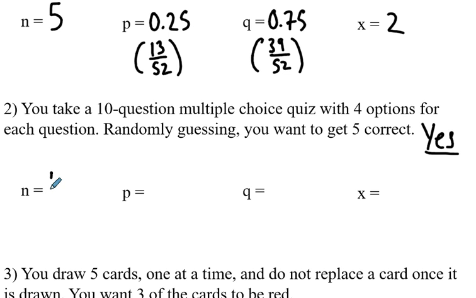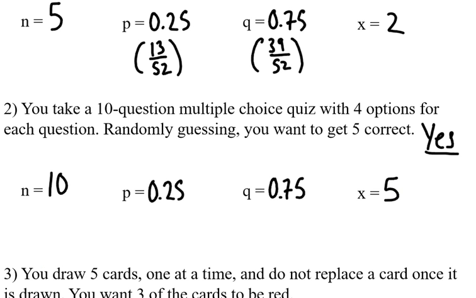There are 10 questions, so the number of trials is 10. Probability of success is, it says 4 options, so 25% again, but for a different reason than the one above, really. Three options are going to be incorrect, so 75%, and we want to get 5 of them correct. So 5 trials will be correct.